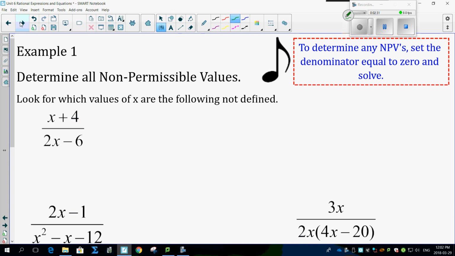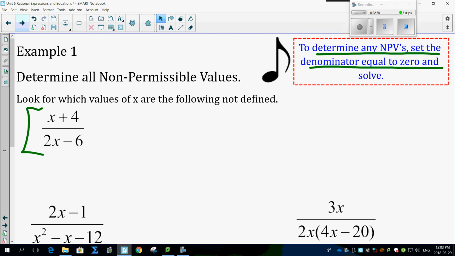Take a look at this rational expression we have here. It says, determine all the non-permissible values. So we're not going to solve anything. We're not going to simplify anything. All we want to do is figure out what the NPVs are. So it says right here, to determine any NPVs, set the denominator equal to 0, and then just solve it.